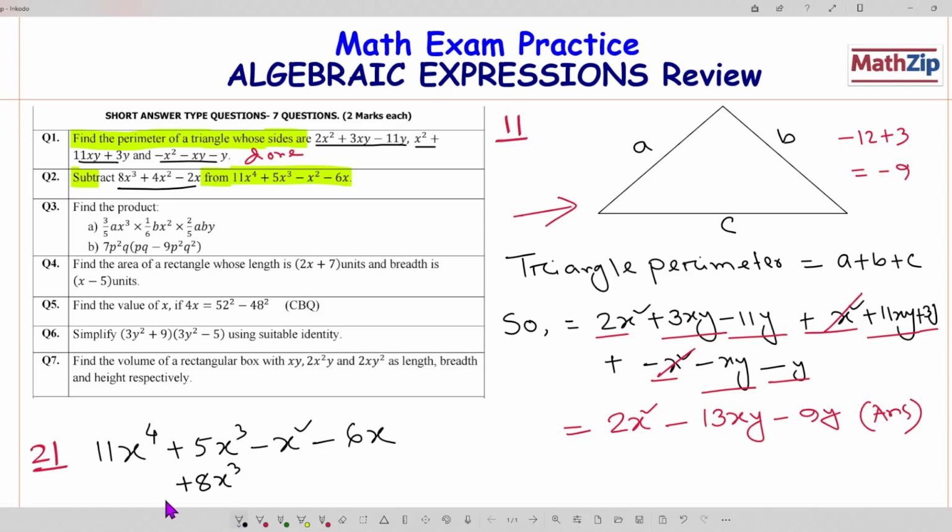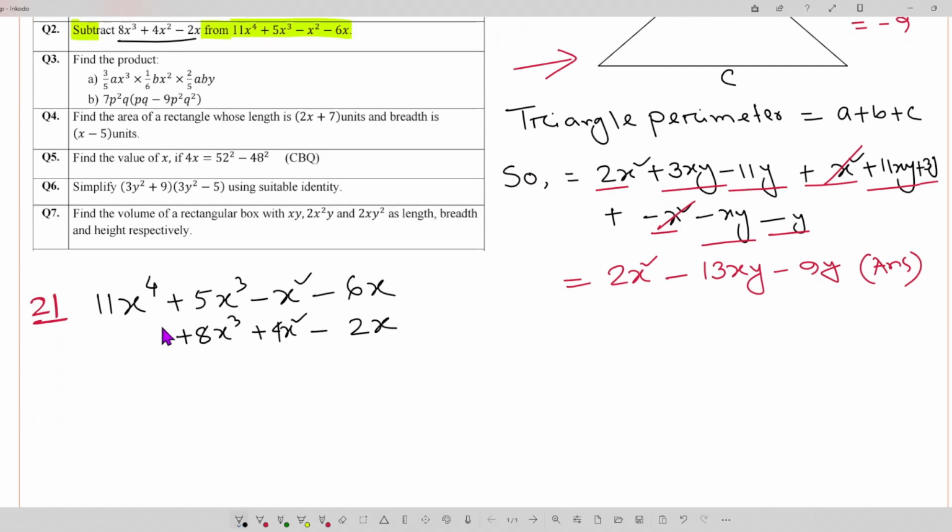8x cube, then plus 4x square. This is x square, so plus 4x square, and here is minus 2x. So here minus 2x. We will subtract. So once we make subtract, so our sign will be changed. So this one is nothing, this one minus, and this one plus.